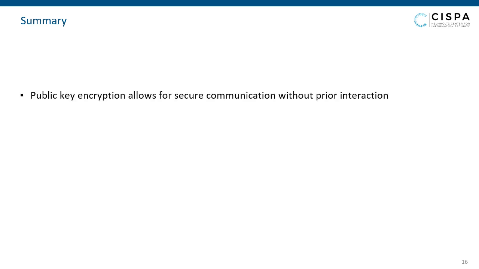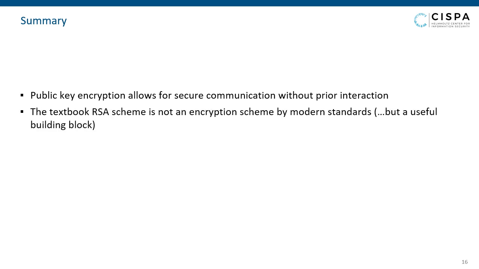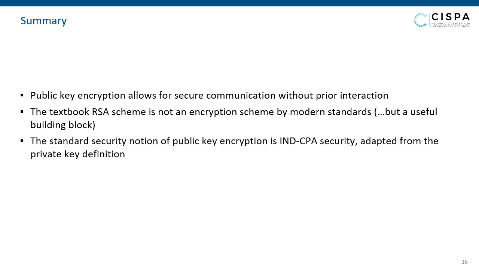Now it's again time to wrap up this lecture. We've discussed that public key encryption allows for secure communication really without prior interaction. We've seen that the textbook RSA scheme, which was the first proposal of a public key encryption scheme, is not a secure public key encryption scheme by modern standards, by the modern security definition of INCPA security. However, as it will turn out, it is a useful building block for more complex constructions of encryption schemes.